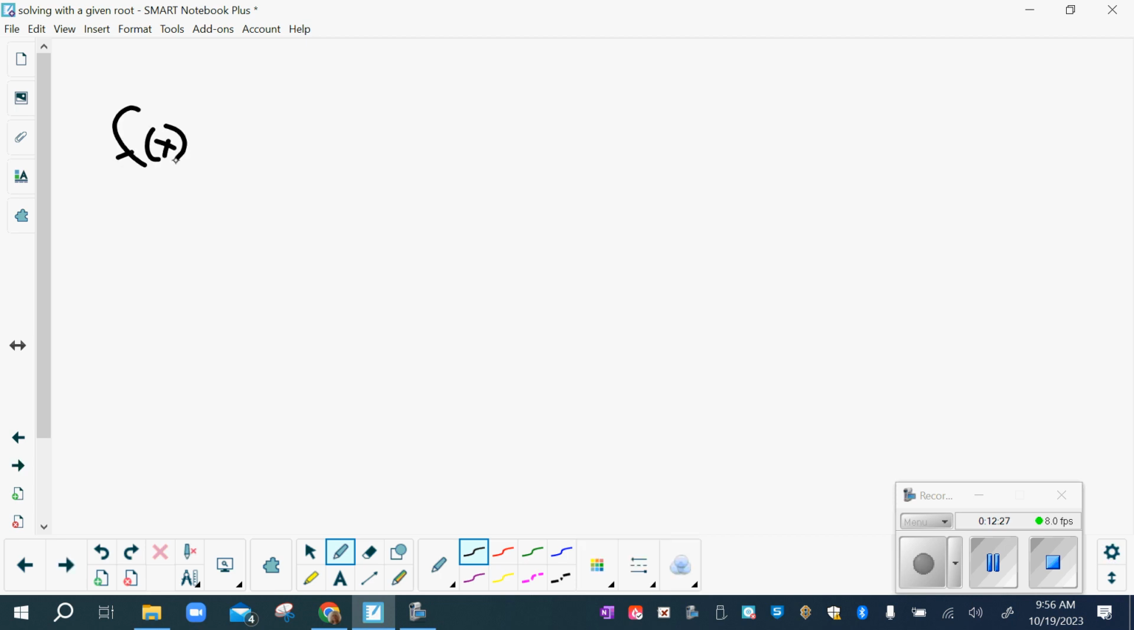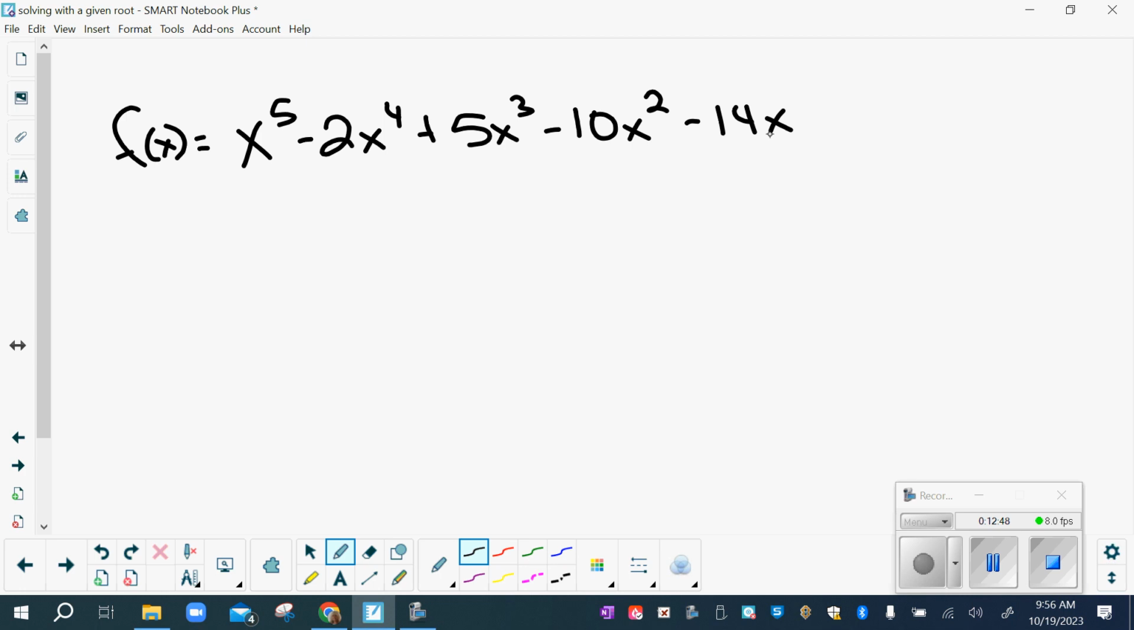F of x equals, look at this one, x to the 5th. We're looking for 5 answers. 2x to the 4th plus 5x to the 3rd minus 10x squared minus 14x. Oh my God, it never stops. Plus 28. I know. Here's your hint. Find them all. This one is a little tricky.